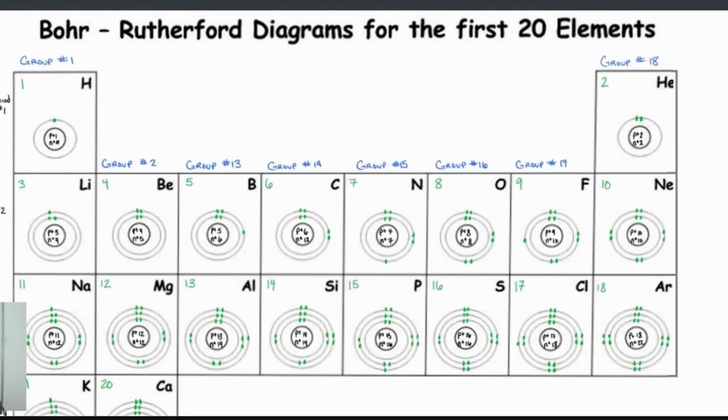So if you go here and you have Bohr-Rutherford diagrams, we do know that all the metals here on the left side have the same number of protons as electrons, which is amazing. However, the second thing that those metallic atoms want is to have a full valence shell. If you think of lithium here, we have 1 electron on the outer shell, but the outer shell can actually contain all the way to 8 electrons.